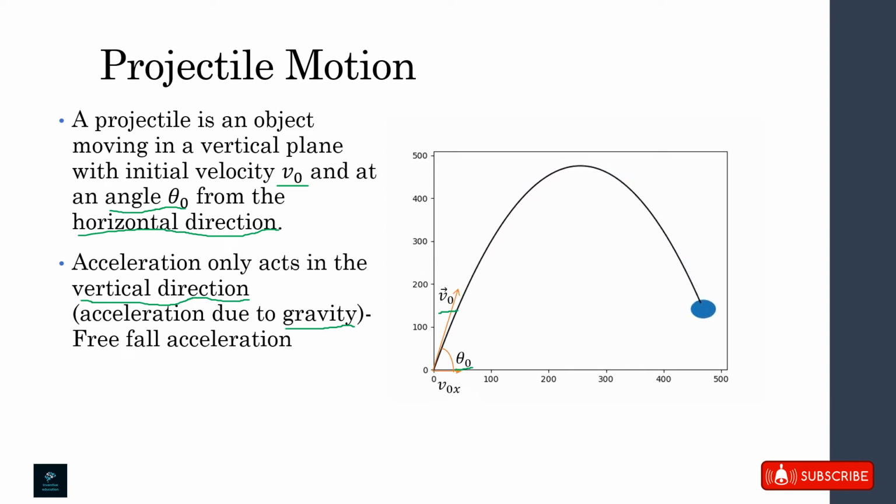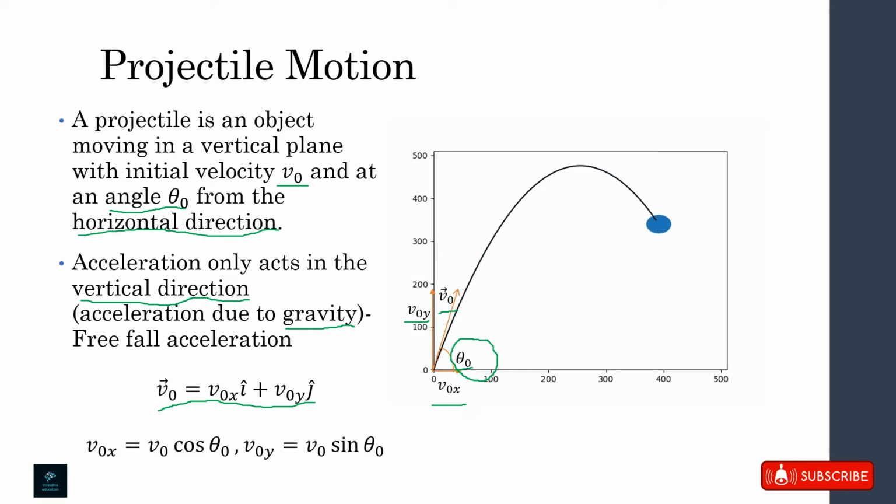The x component of the velocity is v0x and the y component of the initial velocity is v0y. We can write vector v0 in terms of its components as v0 equals v0x i plus v0y j. Now, since theta 0 is measured from the horizontal axis, we can write v0x as v0 cos theta 0 and v0y as v0 sin theta 0. The goal of this lecture is to analyze projectile motion using tools described in the previous videos. We will assume that air has no effect on the motion of the projectile.